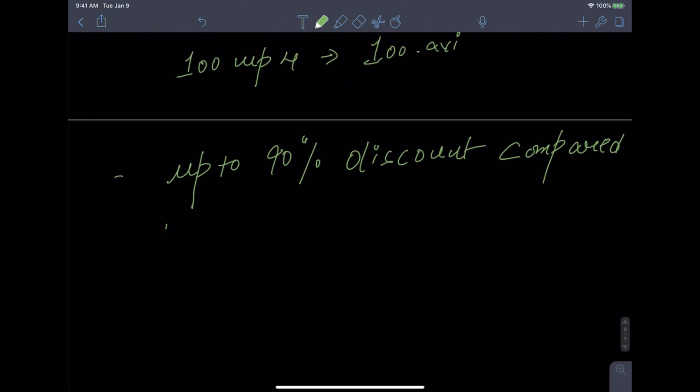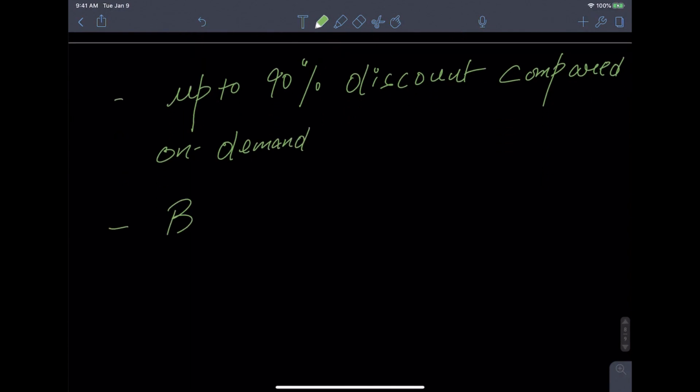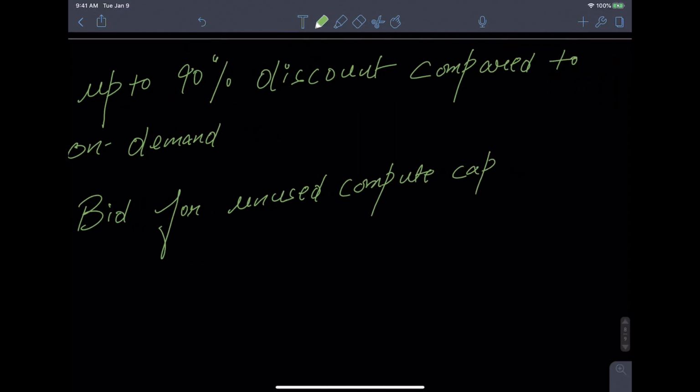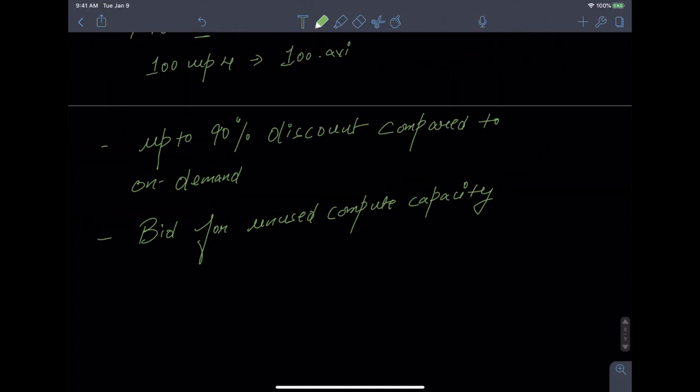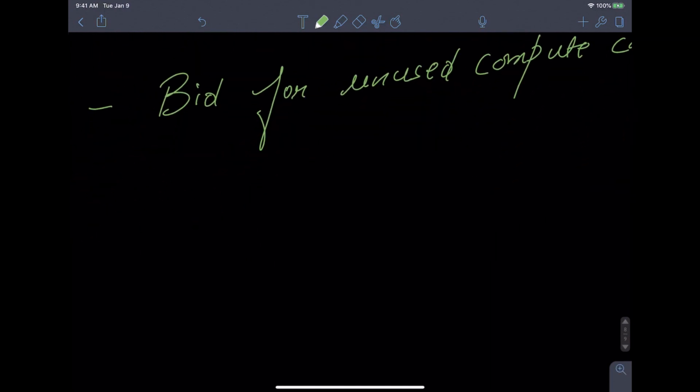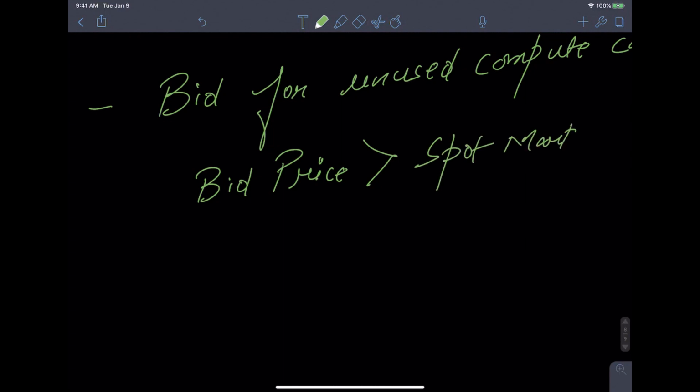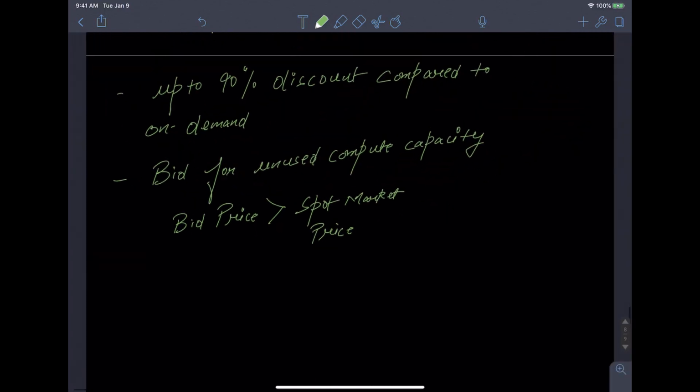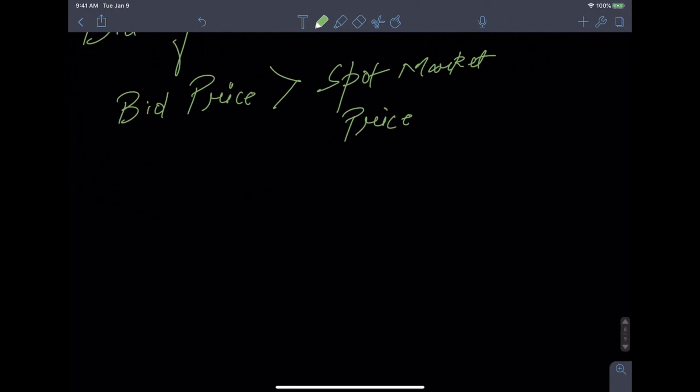But the thing is that you have to bid for it. So what you do is the bidding. You bid for unused compute capacity. You give your bid price, and if your bid price is more than the spot market price, then you are given that instance. But it's not permanent.